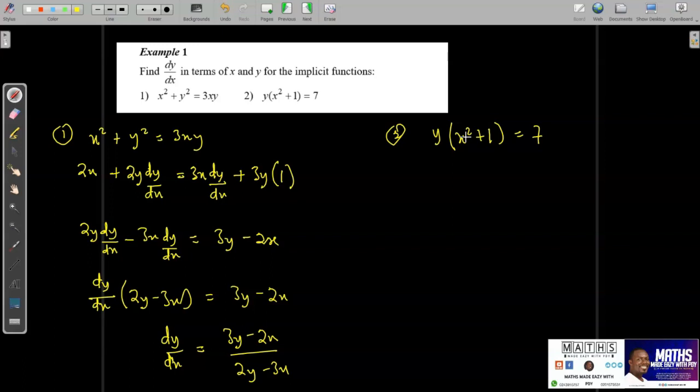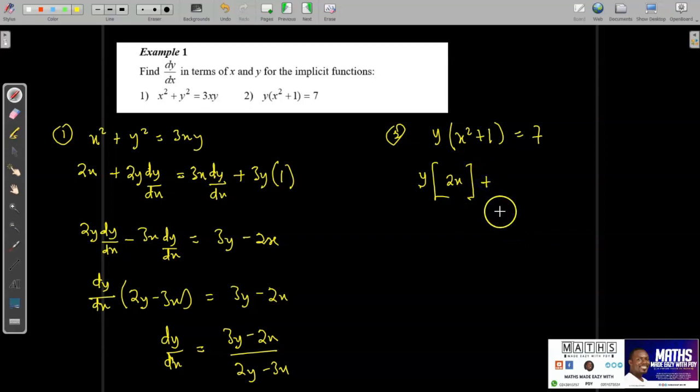Okay, so let's differentiate. Product rule, so what must we do first? Maintain the first function. Our first function is y. So we maintain it, y. Then we multiply it to the derivative of the second function. The second function is x squared plus 1. So it is a two-term expression. So differentiating x squared plus 1, we are going to have, differentiating x squared alone is 2x. Are you with me? Yes, sir. You differentiate 1, you end up getting 0. So differentiating x squared plus 1, the answer is simply 2x.